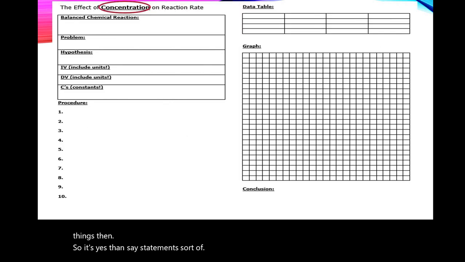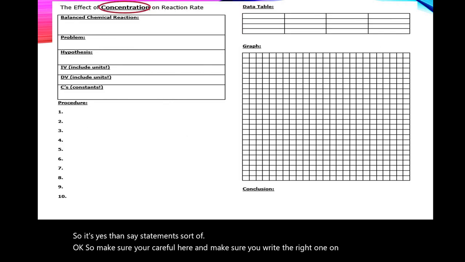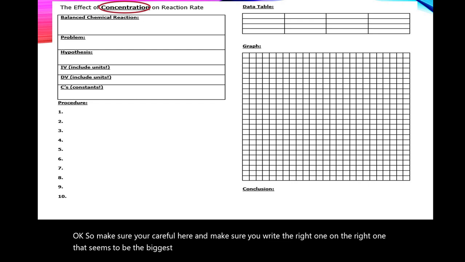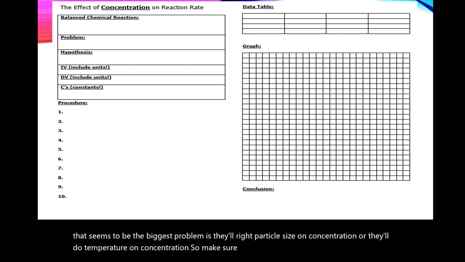Okay, so make sure you're careful here and make sure you write the right one on the right one. That seems to be the biggest problem, is they'll write particle size on concentration or they'll do temperature on concentration. So make sure you're writing the right one on there.